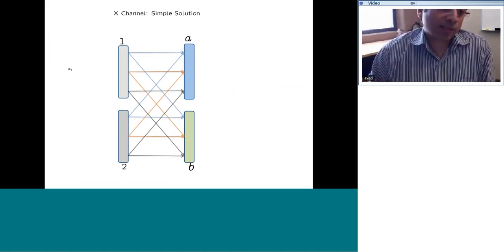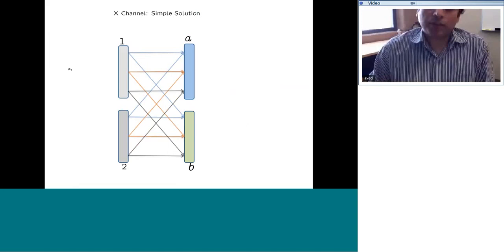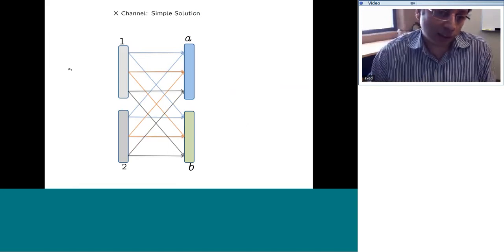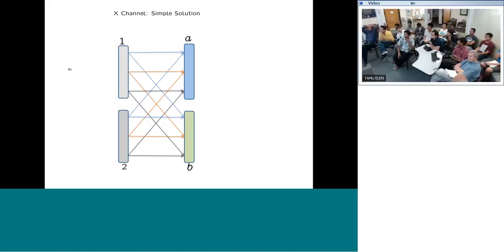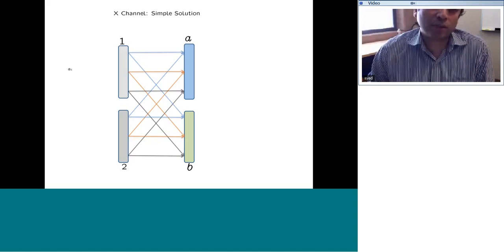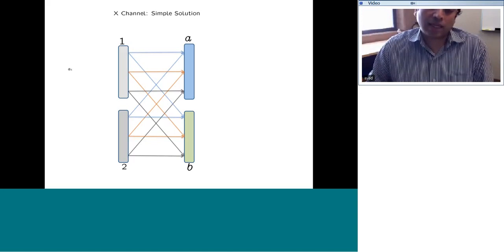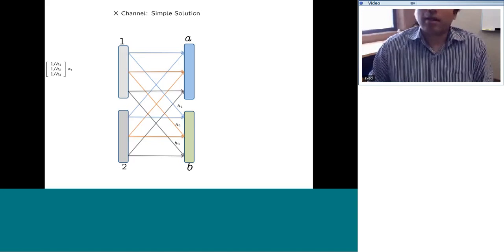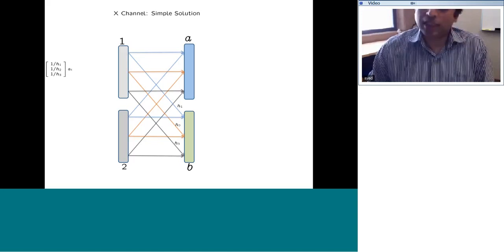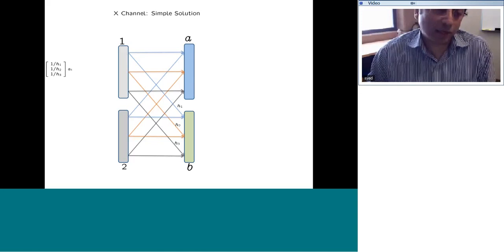So let's see, transmitter 1 wants to send the symbol A1 to receiver A. So what should it do? What beamforming vector should it use? Well, as it turns out, what it will do is it will look at the interfering channel. That is, if A1 needs to go to receiver A, then the interfering channel would be the channel to receiver B. And it would just invert that channel. So if this channel was H1, H2, H3, A1 would be 1 over H1, 1 over H2, 1 over H3. That's the beamforming vector for A1.